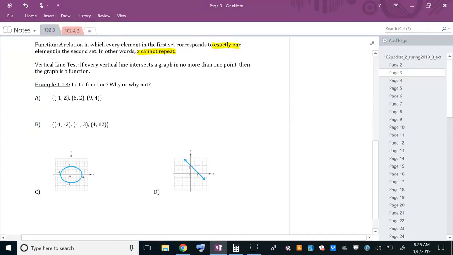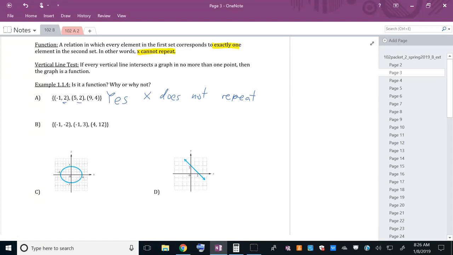So let's look down at part 1 of A of that example, where I've got the numbers -1, 2, 5, 2, and 9, 4. I've got a repeat in the y, but that's okay. So I'm going to say yes because x does not repeat. Again, it's okay if y repeats. So long as x doesn't repeat, it is a function.